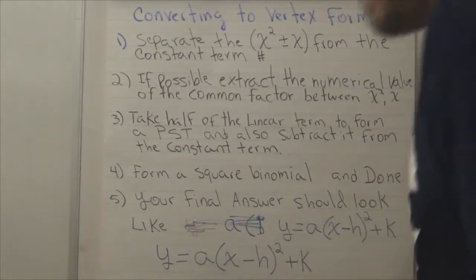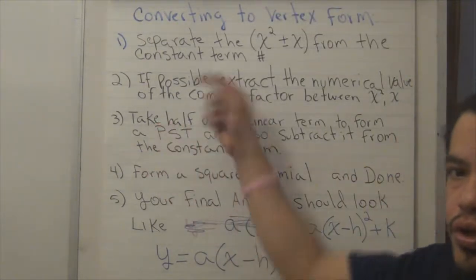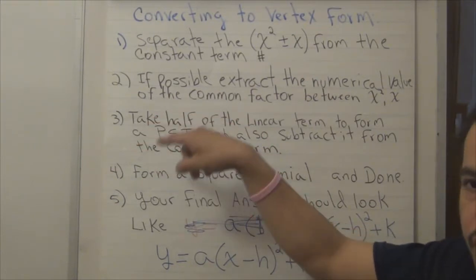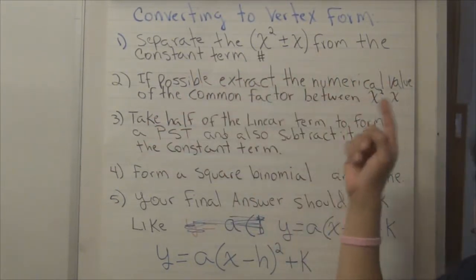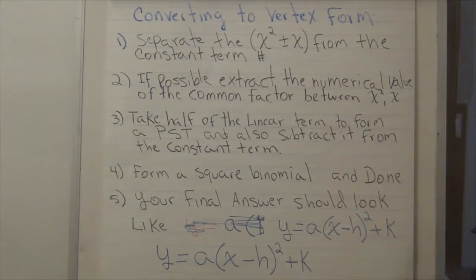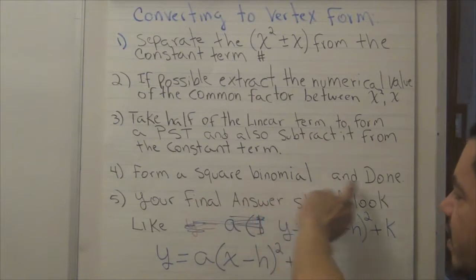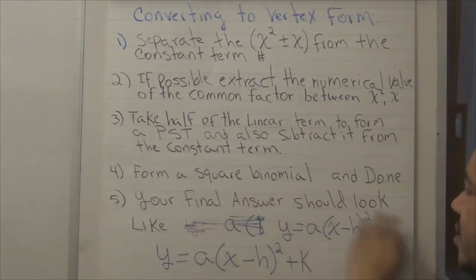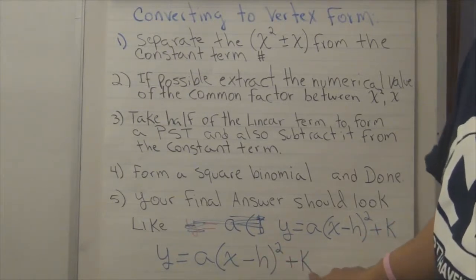Keeping in mind the term that you took out, the 2, the 3, whatever you take out, you're going to have to multiply that much when you subtract it from the constant term. Then form a square binomial and you're done. Your final answer should look like this: y equals a times x minus h squared, plus k.